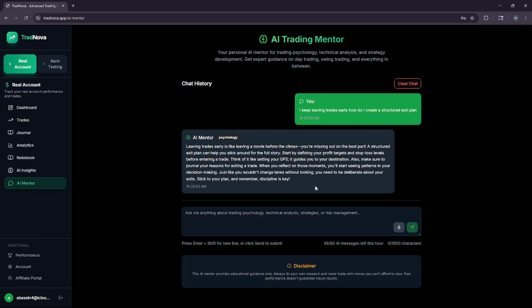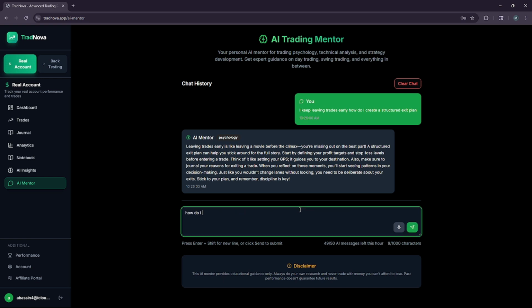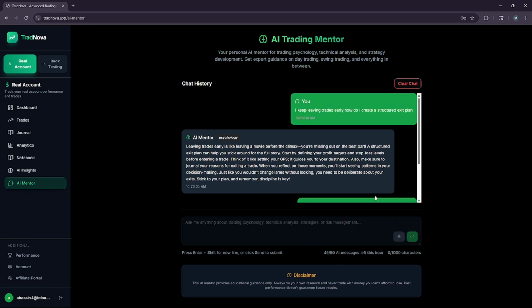So, I identified my problem and it gave me a solution. Now, what was that solution? The first one was define what my profit targets and stop loss levels are. Now, let's say you don't know how to identify profit targets and stop loss levels. Well, you can ask that as well. How do I know what are good stop loss and take profit levels? Boom. Ask that as well, and it will give you an answer.